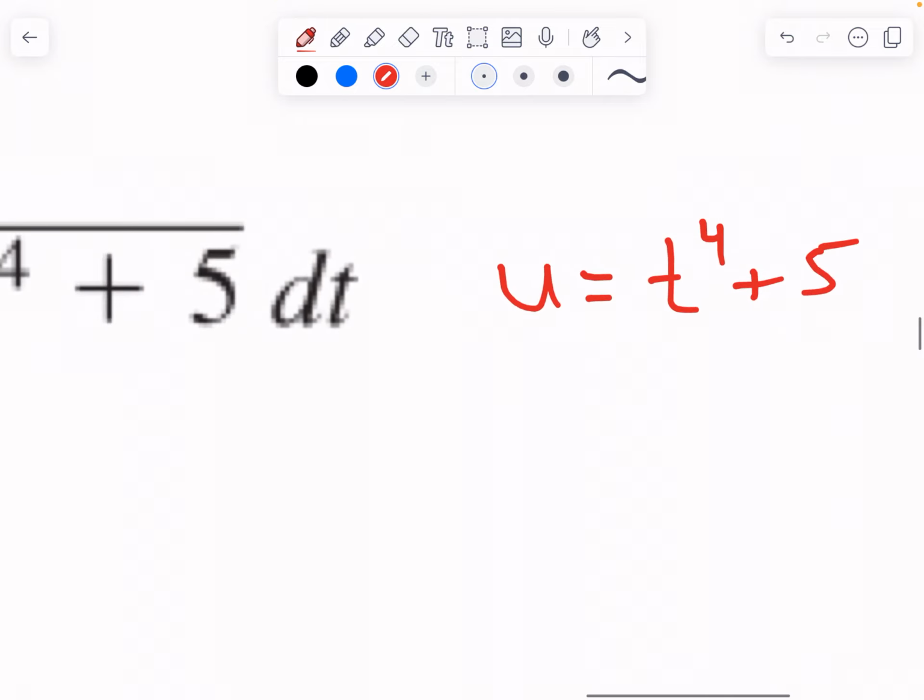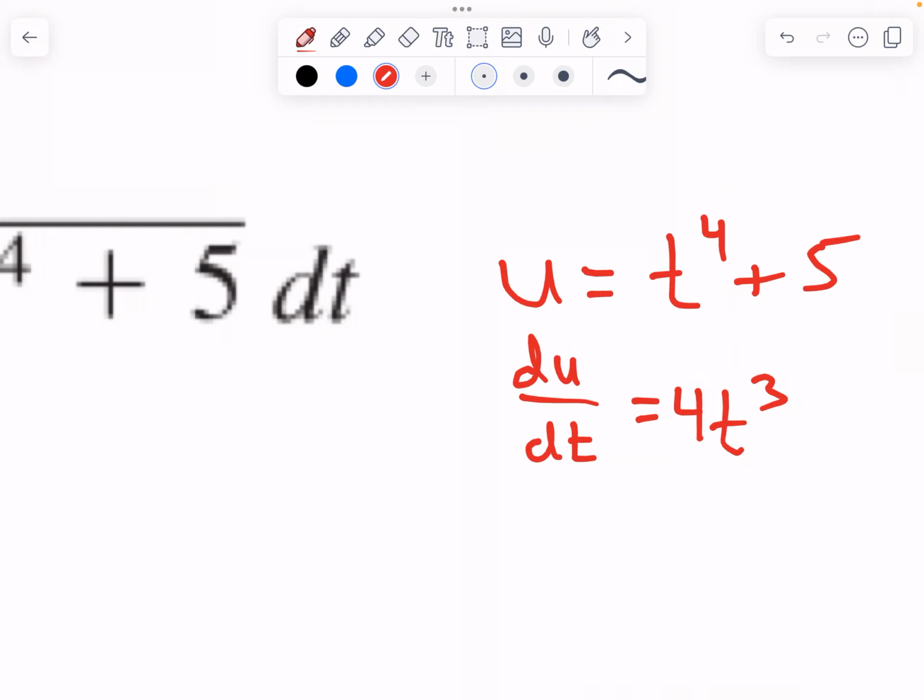So now we calculate the derivative of u with respect to t, and that would be 4t cubed. Remember, the thought is to now solve for dt, so we can make a direct substitution for that. And if you take this equation and solve for dt, this is what you'll get.